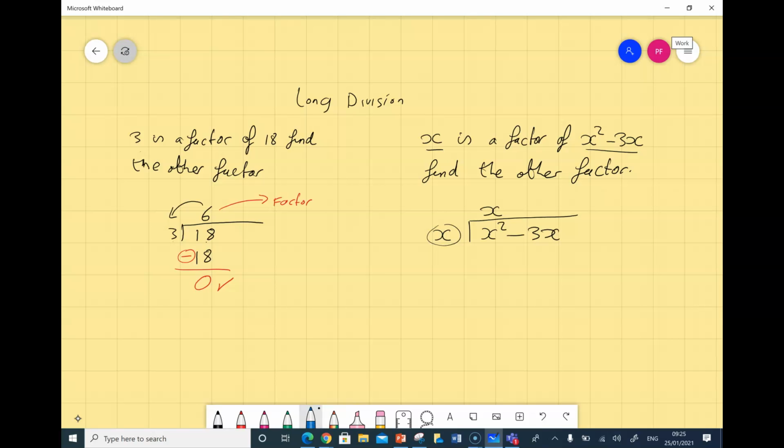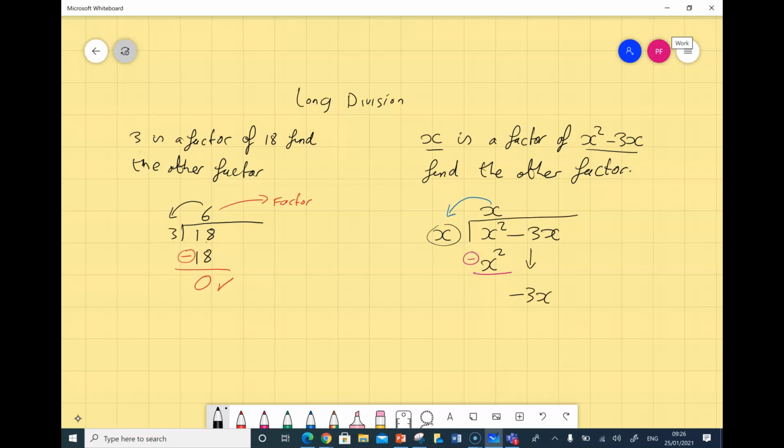And I multiply that back down. x times x is x squared. Now, I subtract the top line, or the bottom line from the top. And I do that just by changing my sign. x squared take x squared is gone, 0. Okay, I don't bother writing down that 0 though, it's just gone. But what have I not used? I still haven't used the minus 3x.